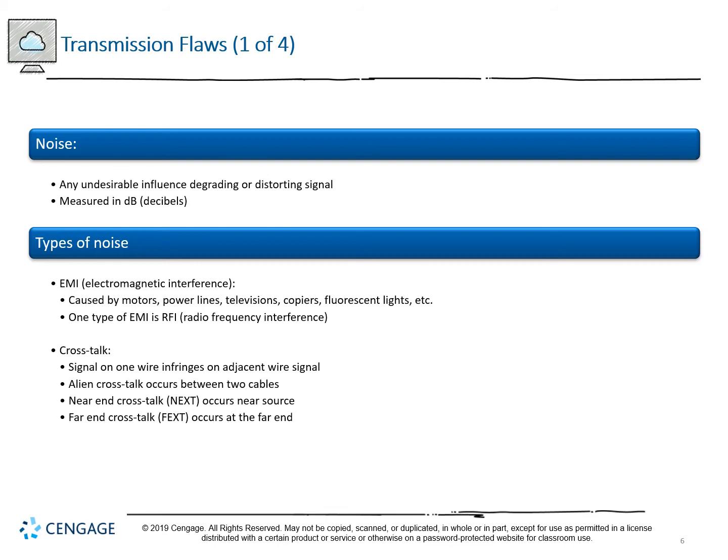So near end crosstalk, or NEXT, occurs near the source, near where you are as you're taking the observation. FEXT, or far end crosstalk, occurs at the far end, which is, let's say we're in a data closet. Near end crosstalk would be at the data closet with us. Far end crosstalk would be at an end device on the other end of the patch.